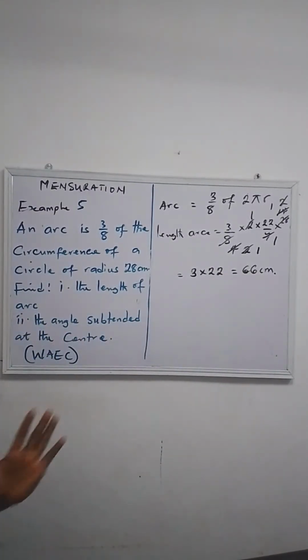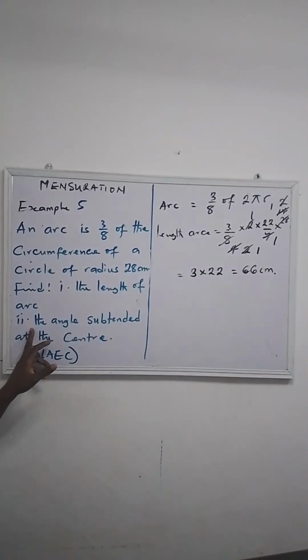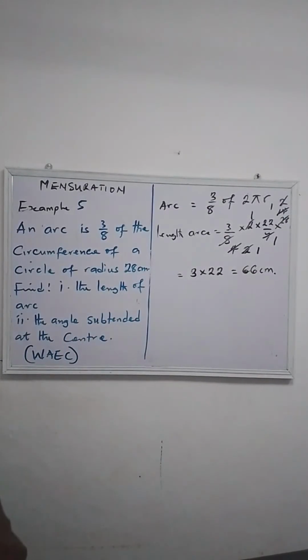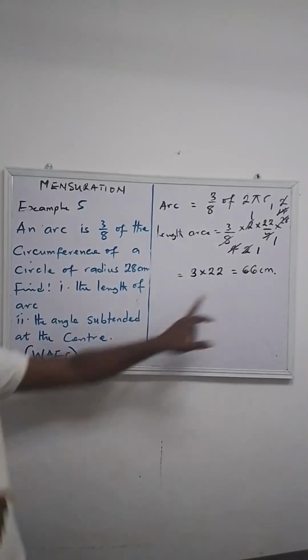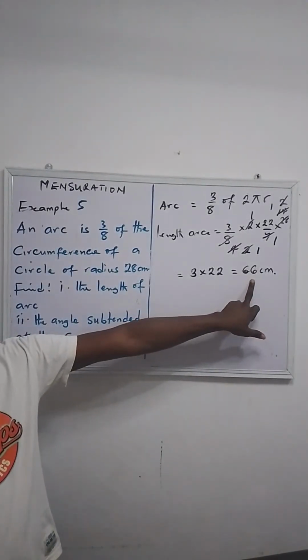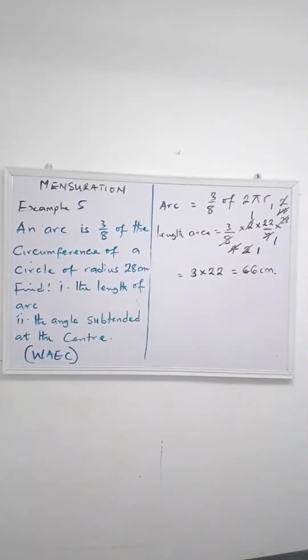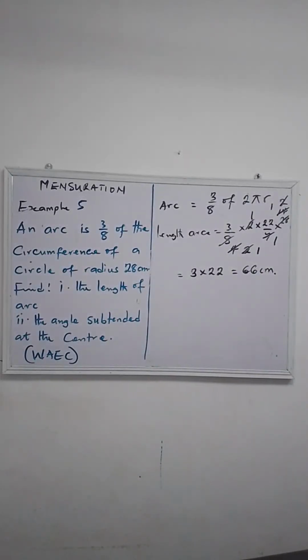That's the first part of the question. Can you see? That's simple. Now the next question is the angle subtended at the center of the circle by the arc. Can I give you 30 seconds to quickly tell me what the answer is going to be? What's going to be the angle subtended by this arc, whose length is 66? Let me give you a minute to do that. It's not so difficult. This time around, you can make use of the formula.